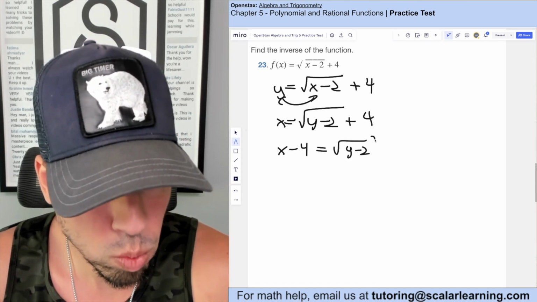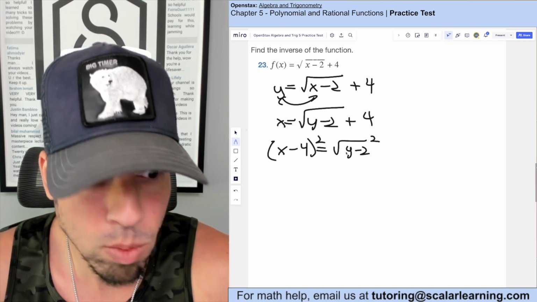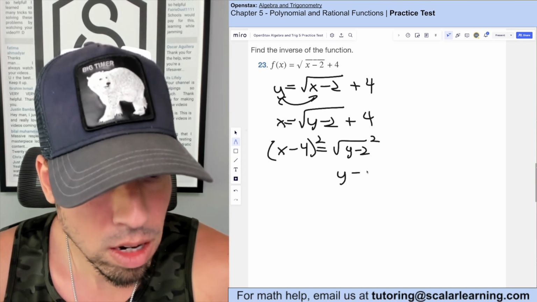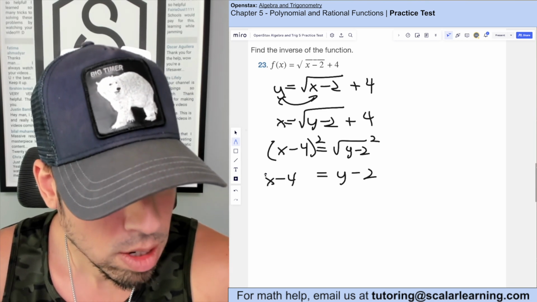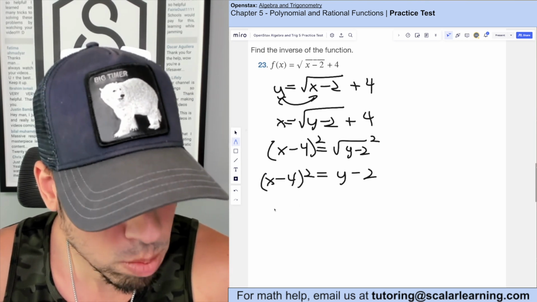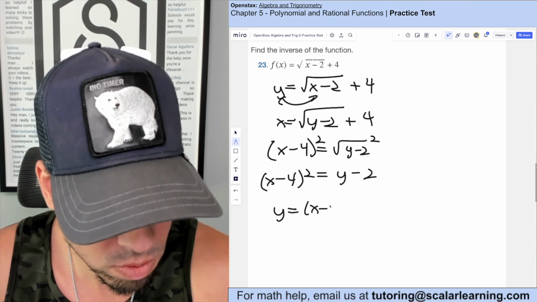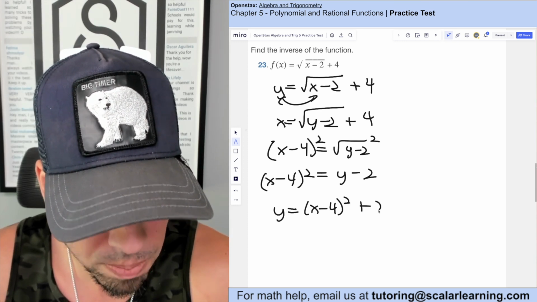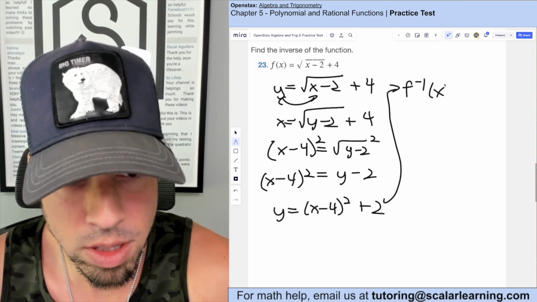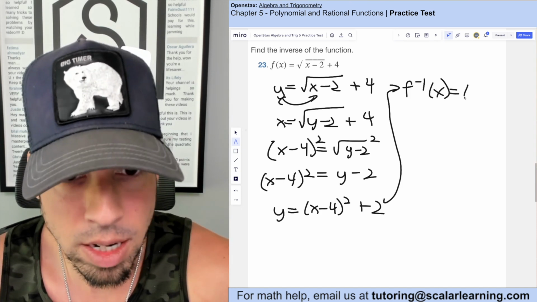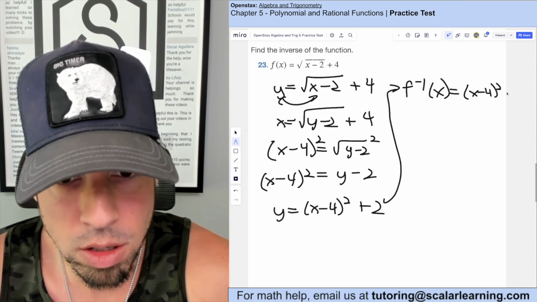Then I'm going to square both sides because we're still trying to get that y out so we can isolate it. Now I have y minus 2 equals x minus 4 squared. And then my last step is I'm going to add 2 to both sides, and then I get x minus 4 squared plus 2. Now to put this in that nice function notation, I got f inverse of x, or f to the -1 of x, equals x minus 4 squared plus 2.